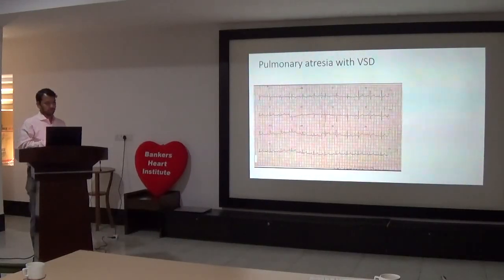This other ECG is suggestive of pulmonary atresia with VSD. It also presents as the VSD PS morphology, which is the same as TOF. Here we can see.